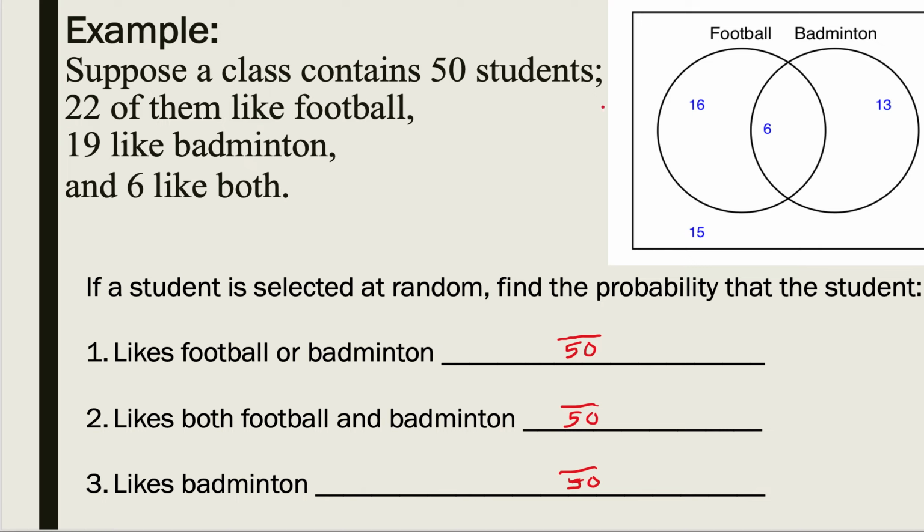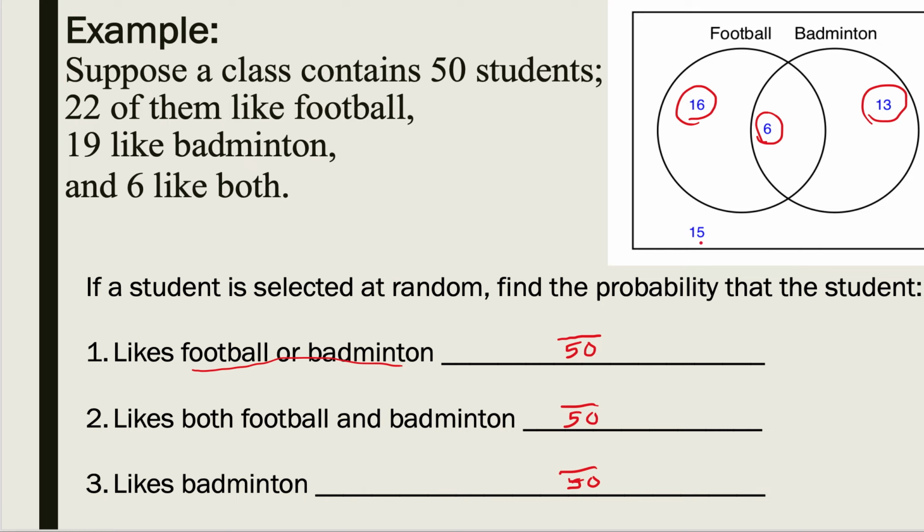So let's look at it individually. These 16 people, do they like football or badminton? Yes, they like football. What about these 13 people? Do they like football or badminton? Yes, they like badminton. What about these 6 in the middle? If I go to one of these people and say, do you like football or badminton? They're going to say, yeah, I like both of them. So it's still a yes.